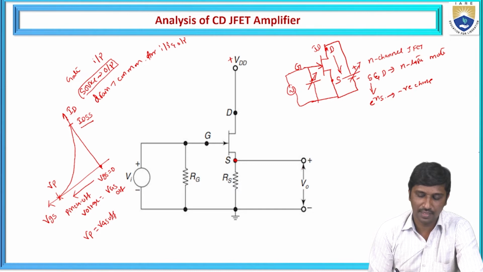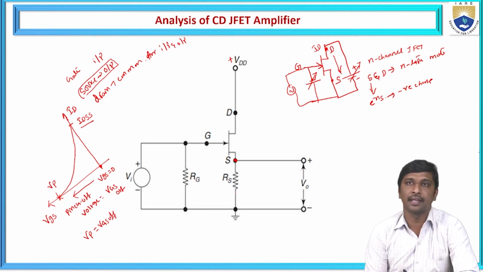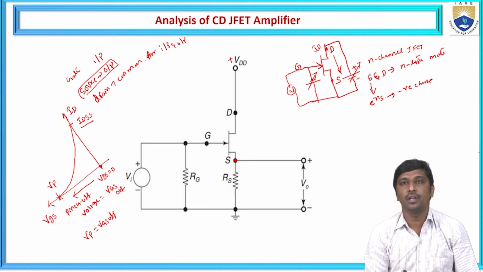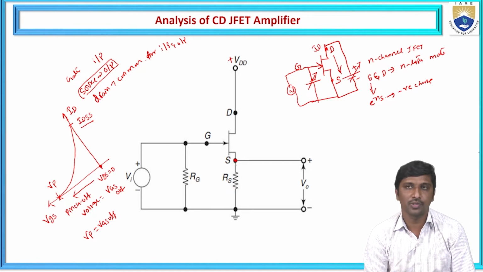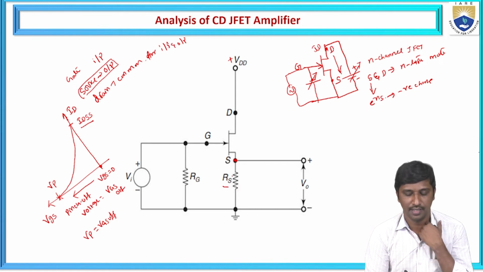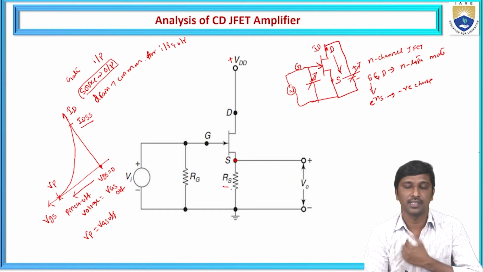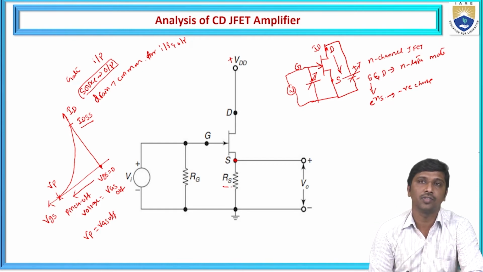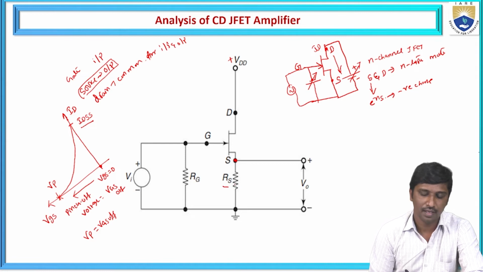So hence we represent the output voltage as the voltage we are going to measure across the output load, and the load is connected through the source terminal. Hence this load resistance is represented as RS. Because the load is connected across the source terminal, it is called the source resistance.